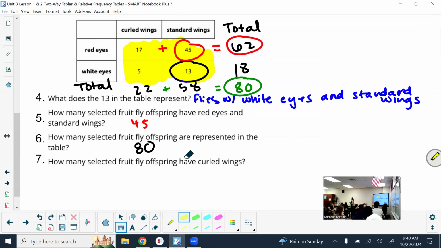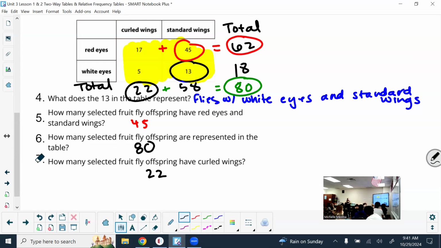Everyone good so far? We know how to read the table. All right, now table 9. How many selected fruit fly offspring have curled wings? It is 22. And that is why adding in a total row or total column helps, because with just what they gave you, there's no 22 there. So you would have to use your critical thinking skills and add those together, the 17 and the 5, to get the total with curled wings.